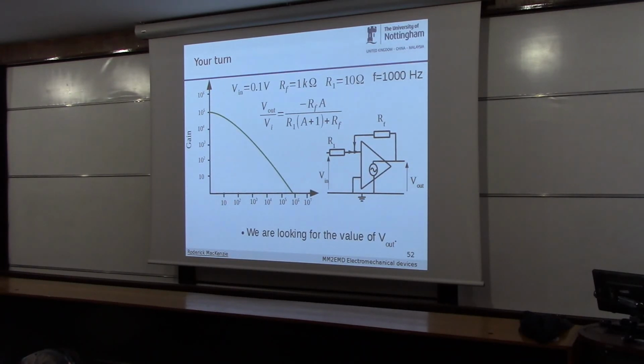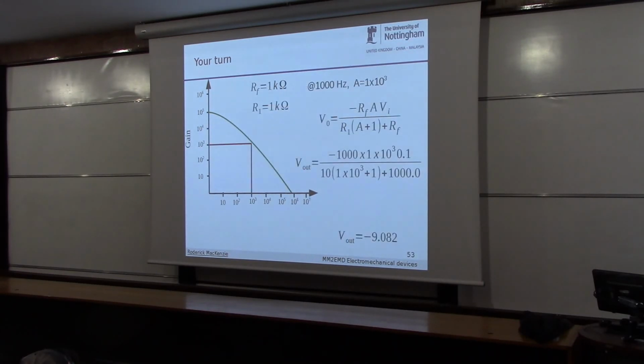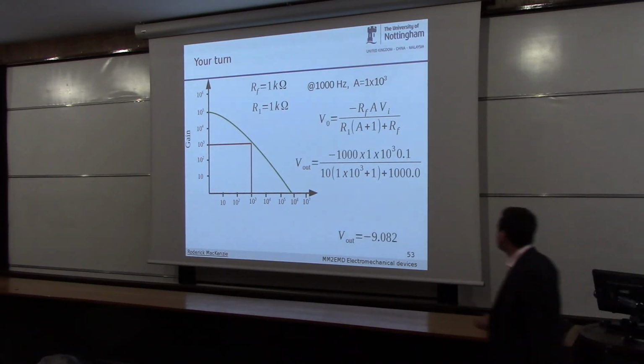Got an answer? What'd you get? Minus 99.89. That sounds reasonable. I got minus 9. Factor of 10 wrong somewhere. Could be me, could be you, don't know. Anyway, you've all had a go at that.